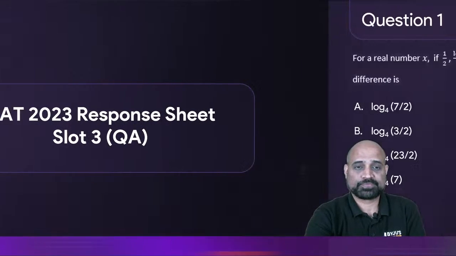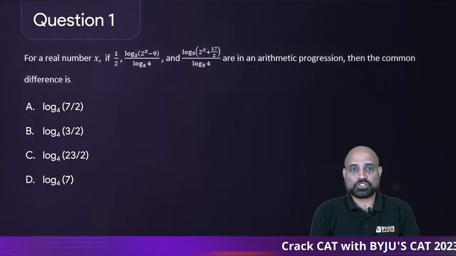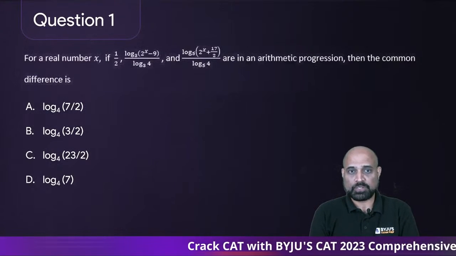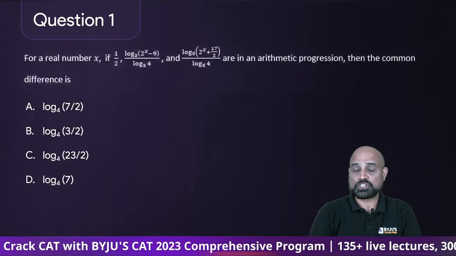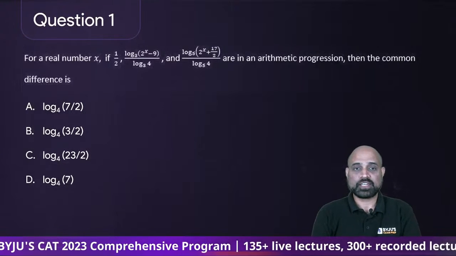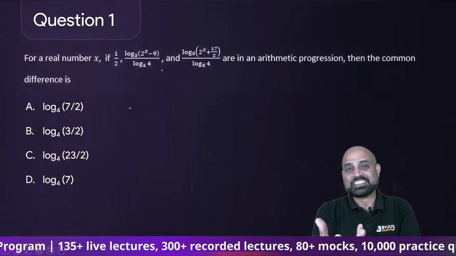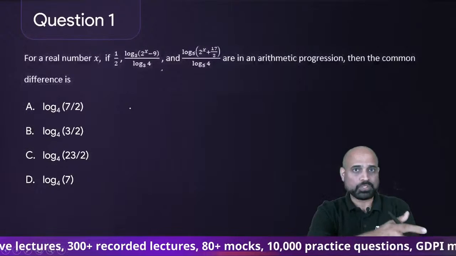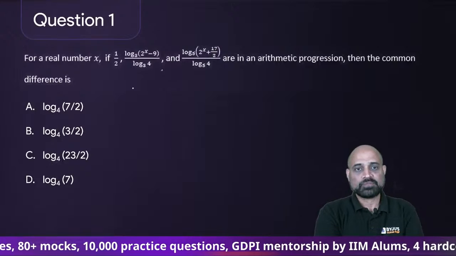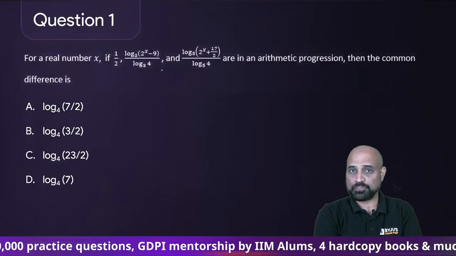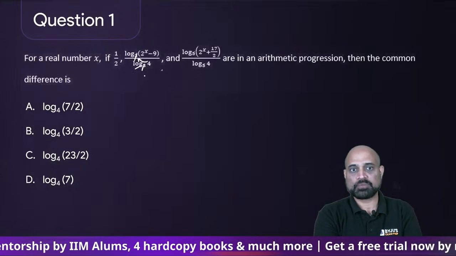First question: for a real number x, if 1 by 2 log (2^x minus 9) to the base 3, whole divided by log 4 to the base 3, and some other logs are in AP, then what is the common difference? What we know about the AP part is that the middle term is the average of the other two, or 2 times the middle term is the sum of the previous and the next. Also, if you have logs as a fraction with the same base, the base 3 will cancel out and 4 will become the base.